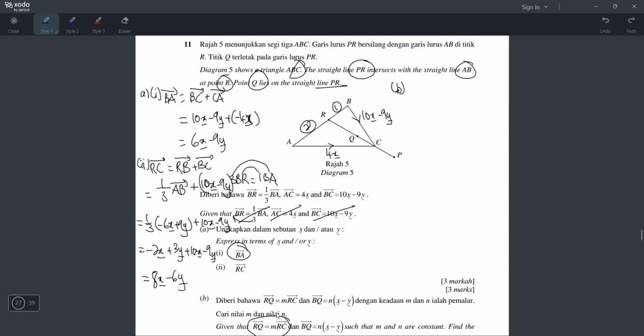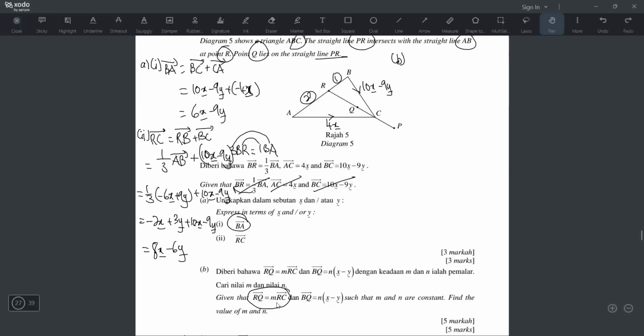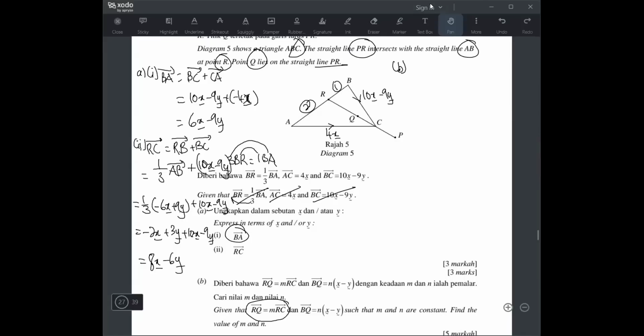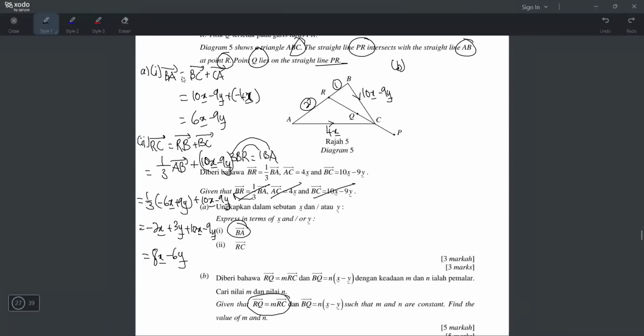Okay, this information I tak dapat label in the diagram. Yeah, I can't label the diagram because they never give me the M value. If they give me the M value, contoh like 1 over 3, then I can label the ratio macam tadi lah. Tapi dia tak bagi M value. So I can't label this. Tapi tak apa. Kita standby, biarkan macam ni.